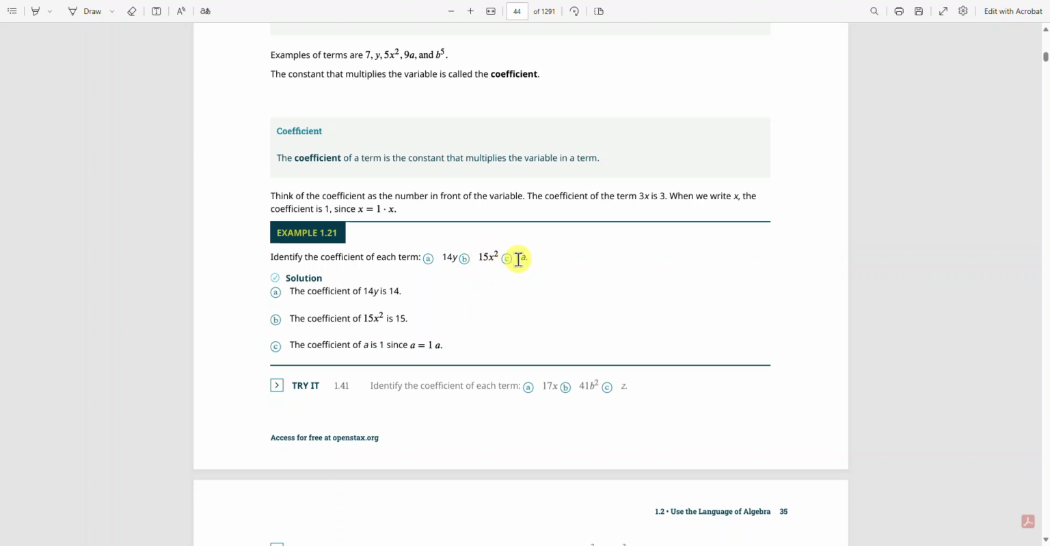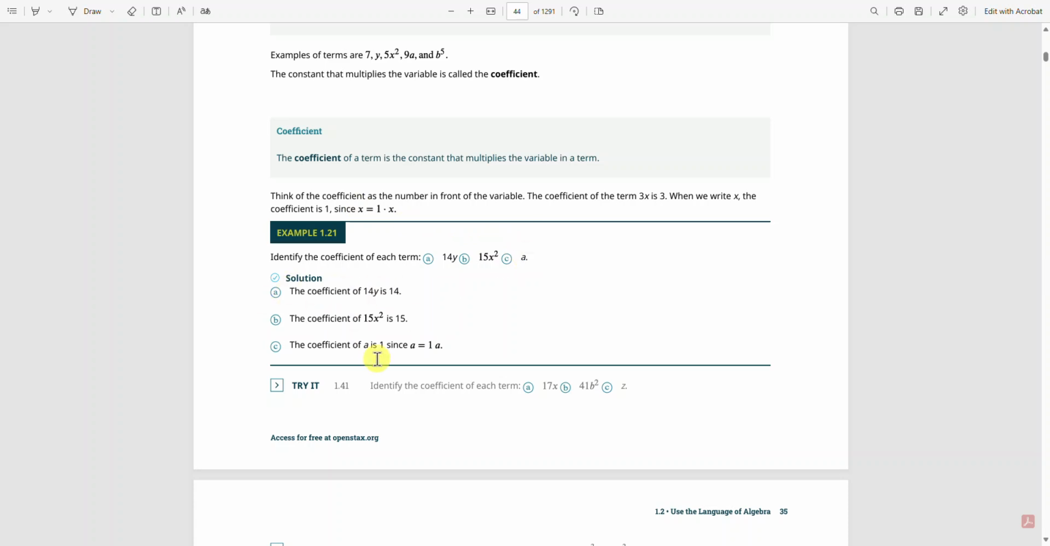And then lastly, letter C, we just have the letter A. We're asked to identify the coefficient. It says the coefficient is the number in front of the variable. We look at the letter A and we say there's no number in front of the variable. So what's going on here? Is it right to say there's no coefficient here in letter C? And the answer is no, that's not right. We were told that when we write a variable by itself, the coefficient is understood to be 1 because x is equal to 1 times x. So anytime we see a variable by itself, it's the same thing as writing 1 times the variable. So the coefficient of A would be 1, all right?